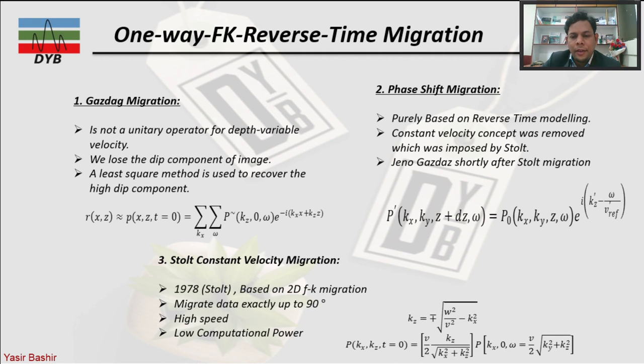Then lastly, we have the third type of migration, which is Stolt constant velocity migration. In 1978, Stolt, a scientist, based on his 2D FK migration, proposed this Stolt constant velocity migration. That concept was actually removed after this one. Then lastly, we have the phase shift migration. But obviously when we are using the constant velocity, the data is migrated exactly up to 90 degrees. If we have the constant velocity, then there is high speed of migration and low computational power because of the constant velocity.